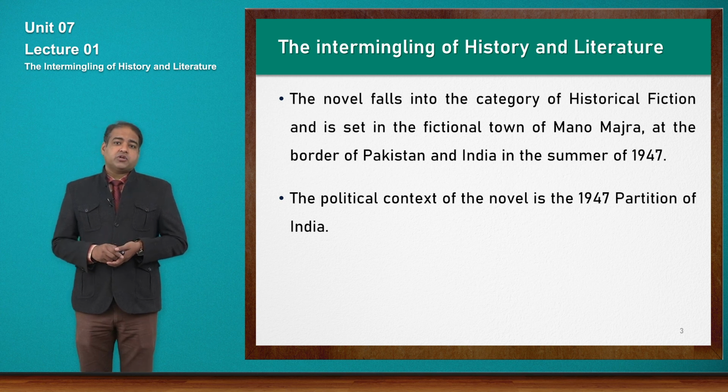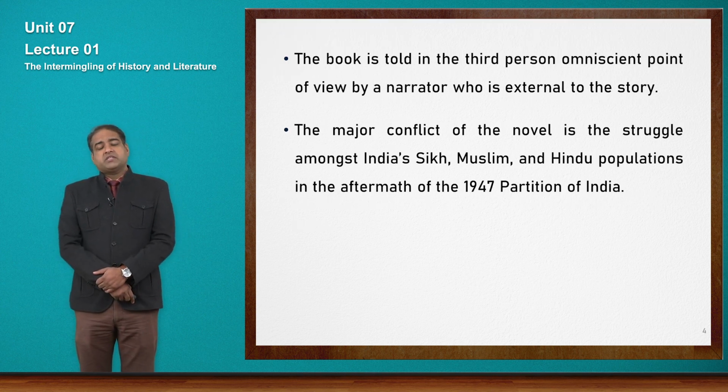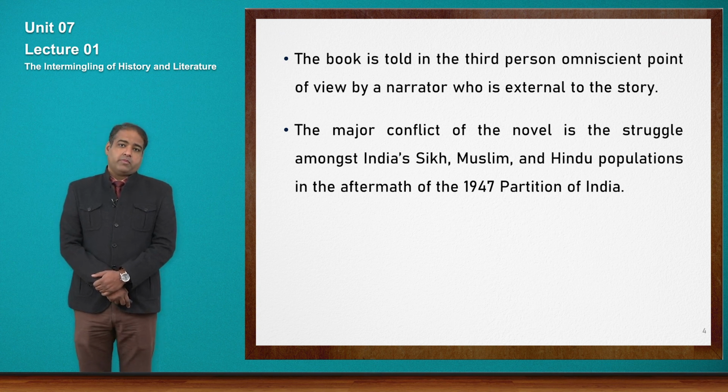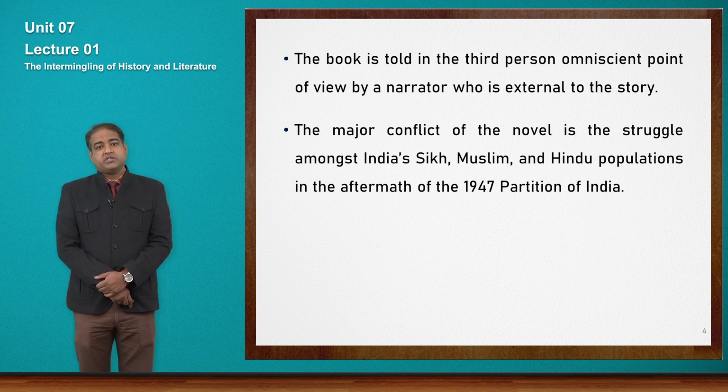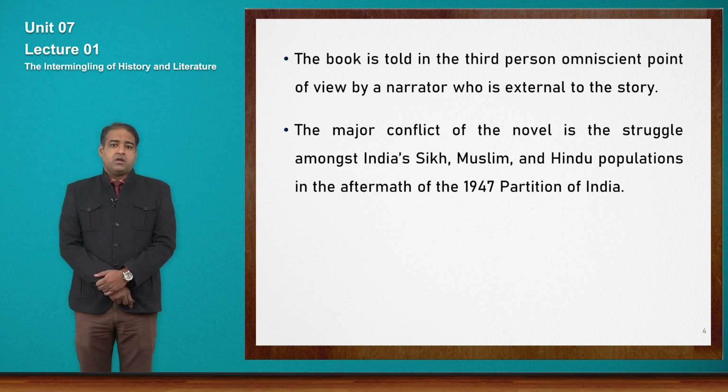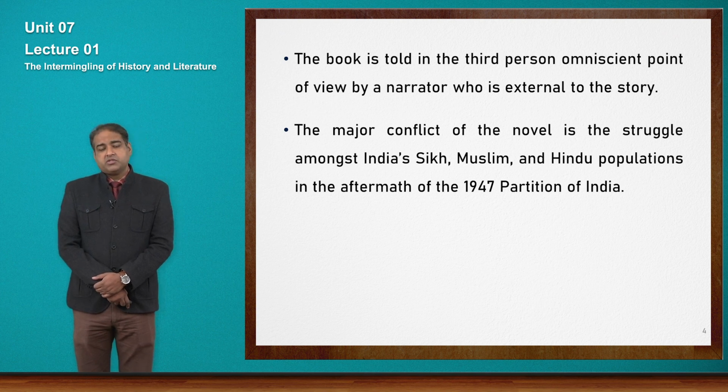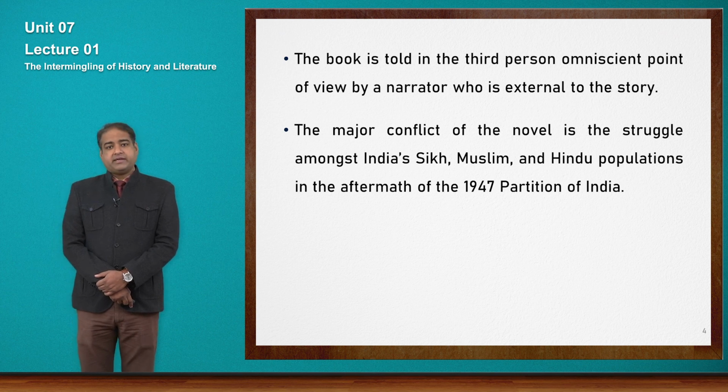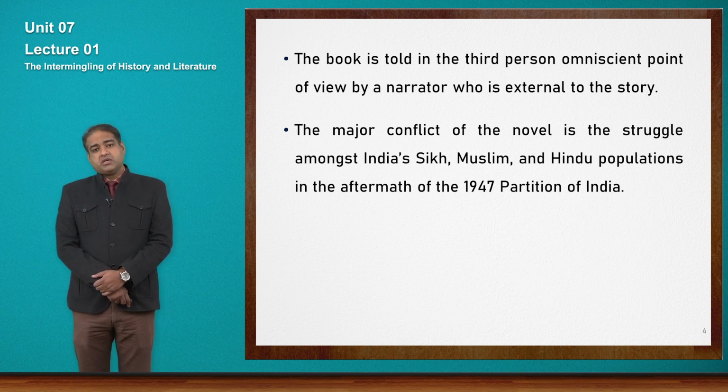The political context of the novel is the 1947 partition of India. The book is told in the third person omniscient point of view by a narrator who is external to the story. Friends, the narrator's name is not revealed in the story. We can assume that Khushwant Singh is the narrator, and the narrator is omniscient. Omniscient means the narrator is present everywhere. We have to imagine this.